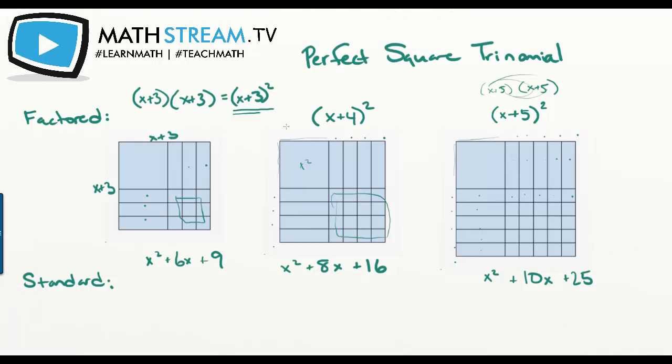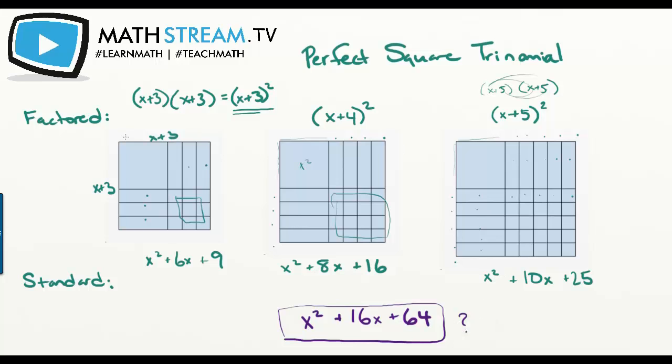So let's say I were to give you x squared plus 16x plus 64, and I were to ask you, is this a perfect square trinomial or not? How would we know?